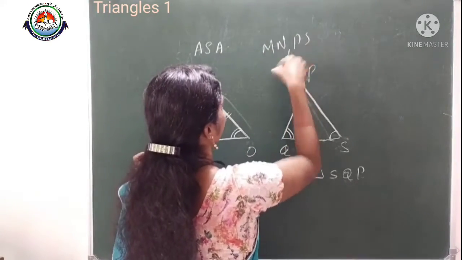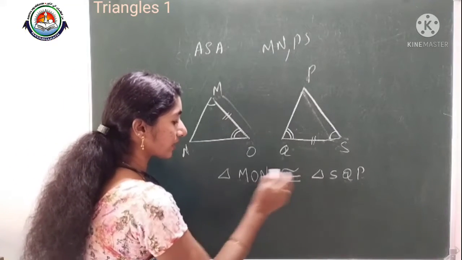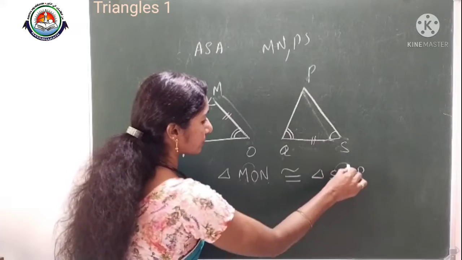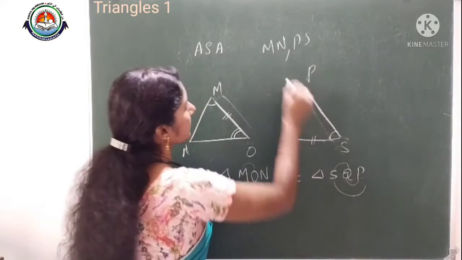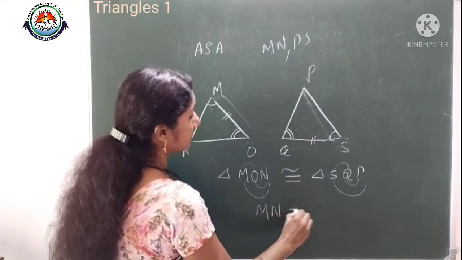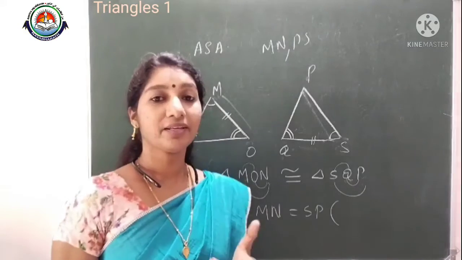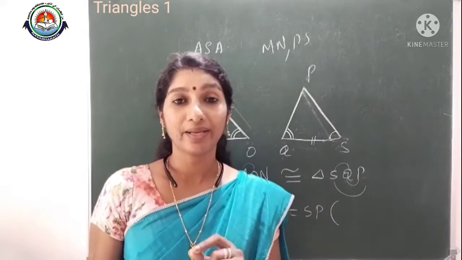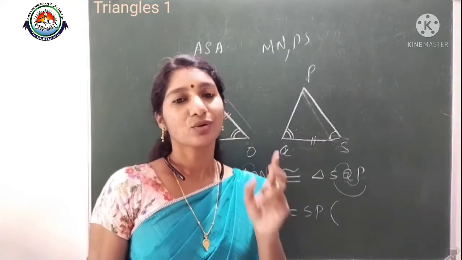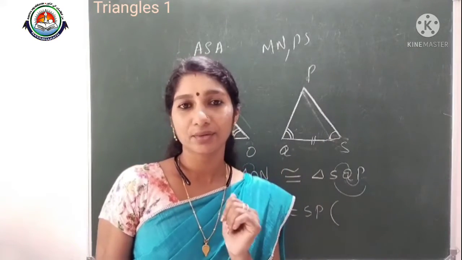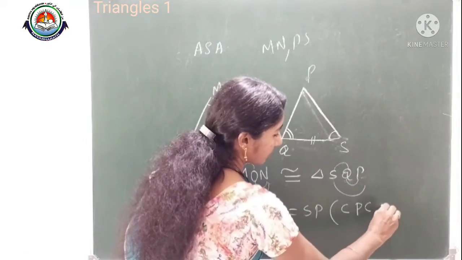Okay. Then if we are asked to check whether the side lengths MN and PS are equal, what can you say about MN and PS? Since these two triangles are congruent, we can write MO equal to SQ, ON equal to QP, MN equal to SP. Why did we write MN equal to SP? Because MN and SP are sides of the congruent triangles, isn't it? In congruent triangles, corresponding sides are equal. So these two are corresponding parts of congruent triangles.